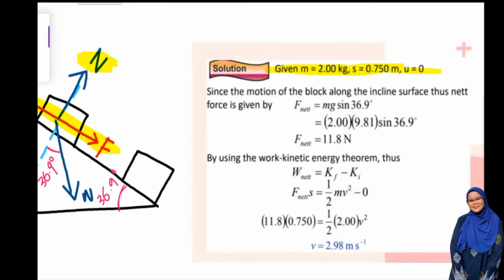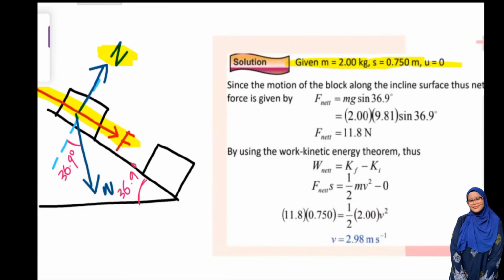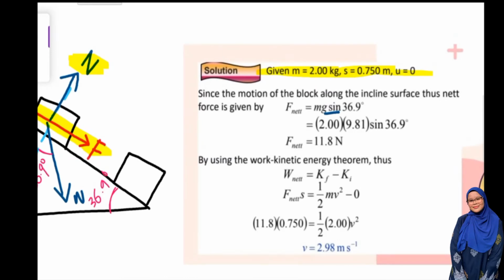So force net is equal to mg sin, sebab angle is beside the y-axis, so that's why kita guna sin. Okay, and then mg is the weight of the block. So mg we have, okay, so mass is 2 kg, g is gravitational acceleration 9.81, and then sin 36.9. So we have total force for x-axis is 11.8 Newton.